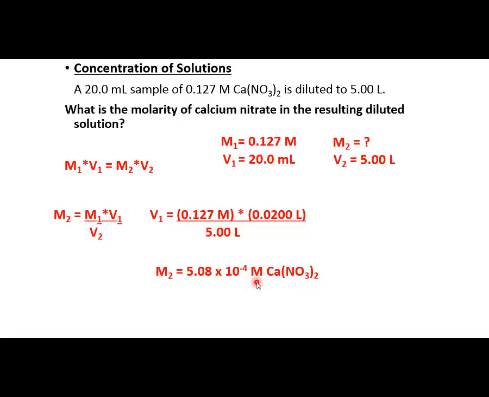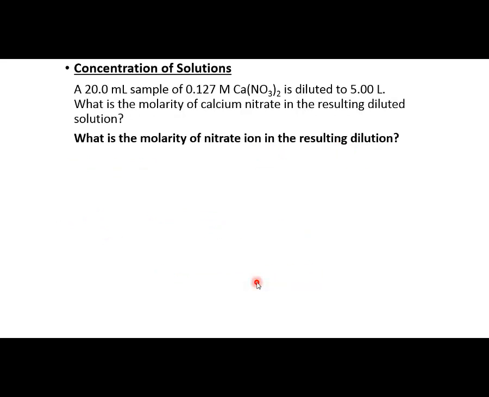However, calcium nitrate doesn't stay in solution as individual formula units. It's a soluble ionic compound which goes through a process we call dissociation, where the ions end up separating and being surrounded by water molecules. So if I'd like to look at the molarity of the nitrate ion in the resulting diluted solution, it's actually going to be a different molarity than the molarity we just calculated.